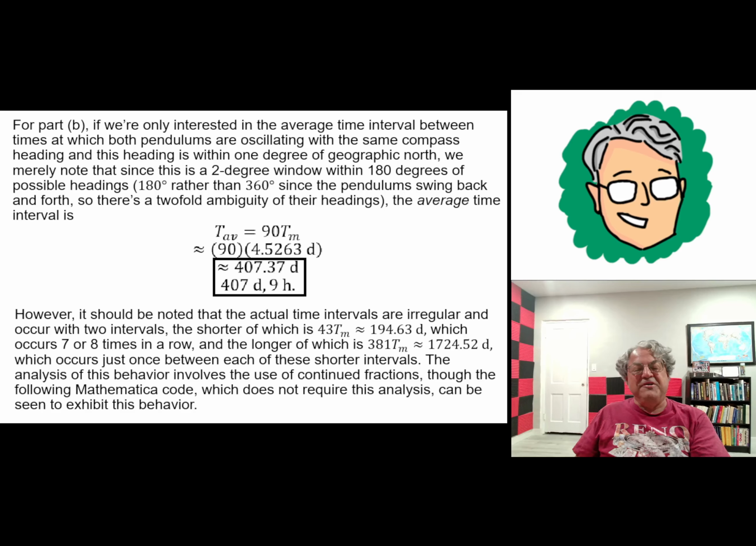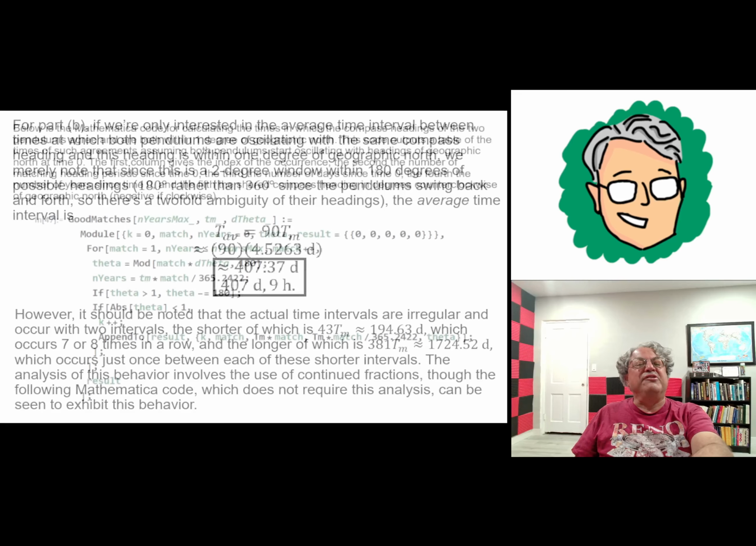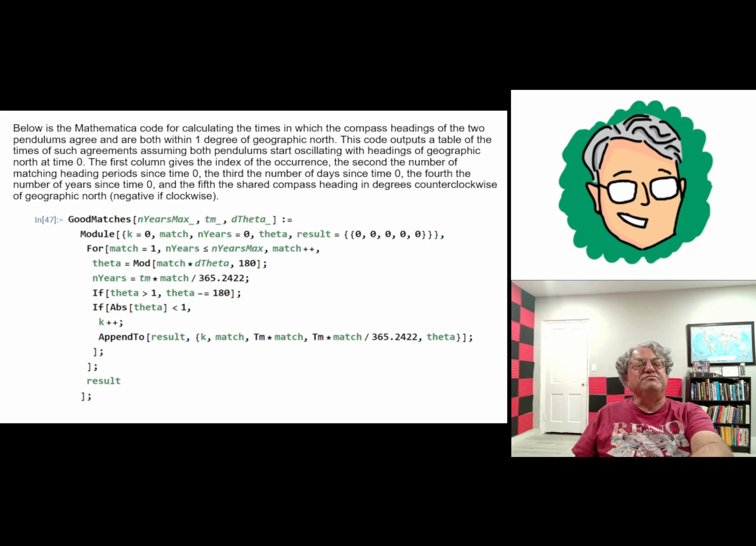I'm not going to go over my analysis, but suffice it to say, you can simulate this with Mathematica, which I did. I wrote this Mathematica code to determine exactly what times the two pendulums agree, their directions agree, and they're both within 1 degree of geographic north, assuming they both start pointing geographic north. You have to put some initial condition in.